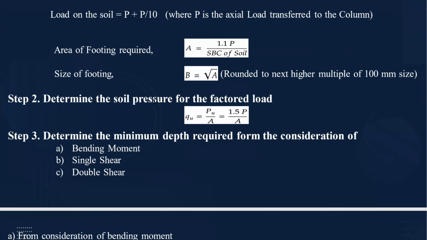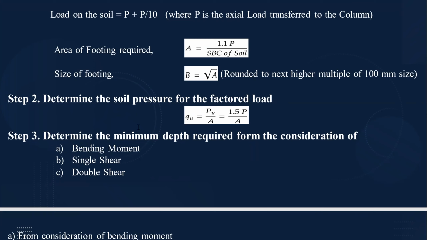The next step is to determine the soil pressure for the factored load. See, action and reaction are the two important things. Action is the load that is being transferred to the soil, and reaction is the load which the soil is imposing towards the structure.